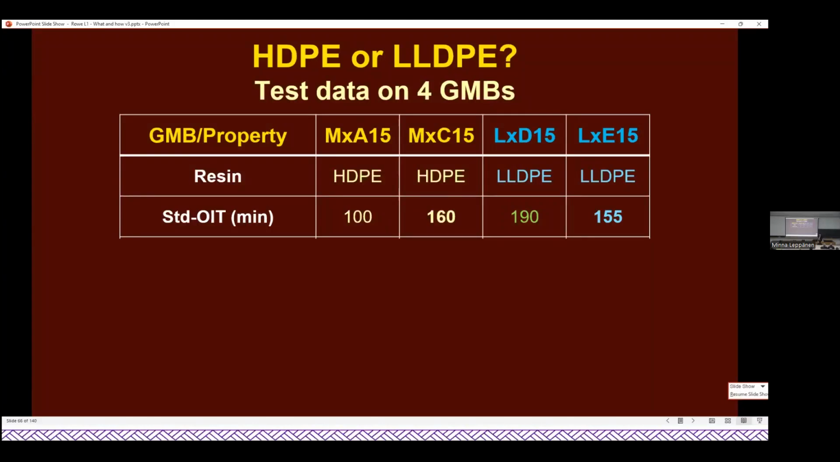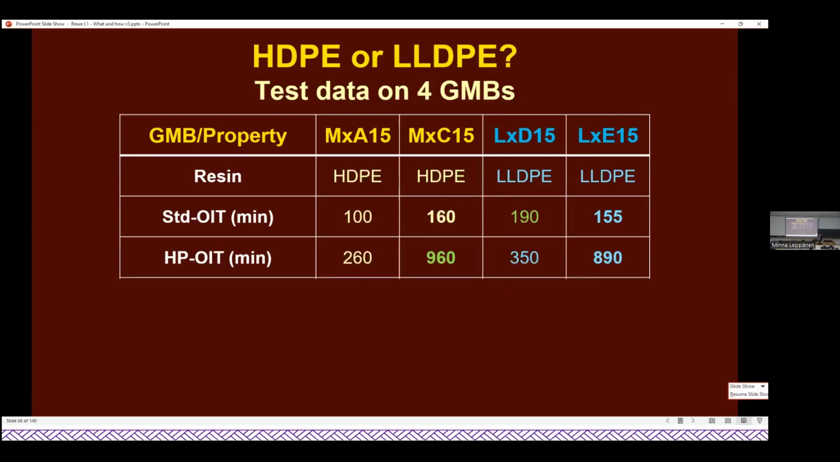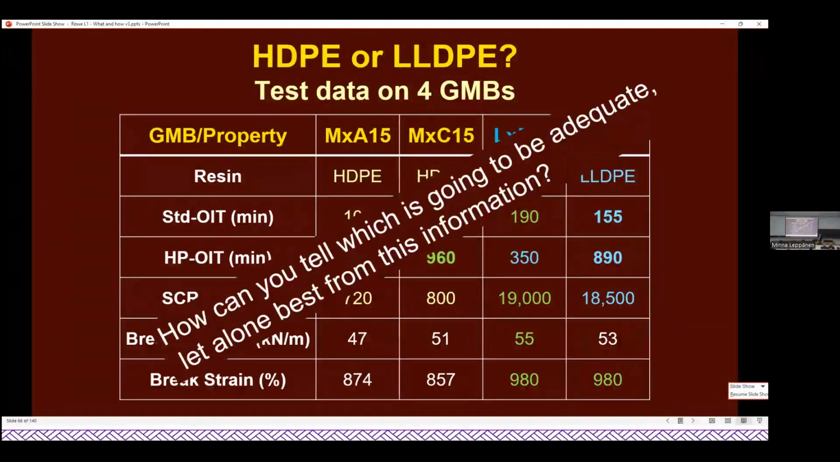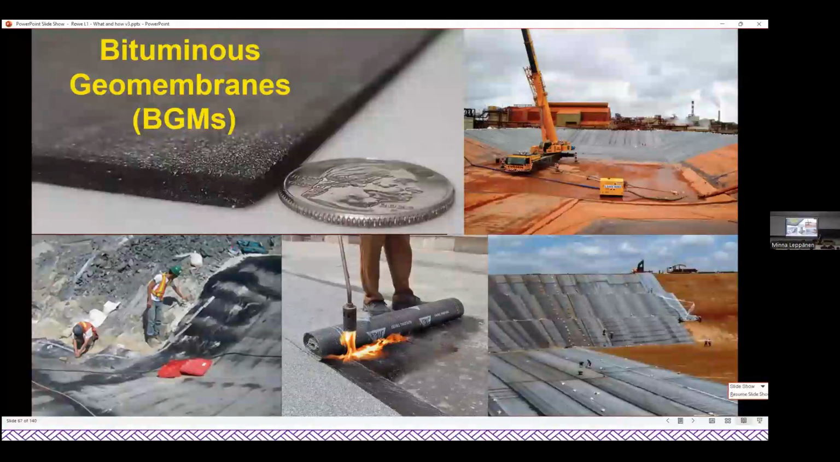So here we have 4 different products with a range in standard OAT. And there's another test, HPO2, with a different range of products. Then we've got stress crack resistance, 720 to 19,000. Break strength, break strain. How can you tell which of those is going to be adequate and best for your situation? And the answer is, you can't. All of that table tells you very little about how it's going to perform. We're going to come back to that in the third lecture.